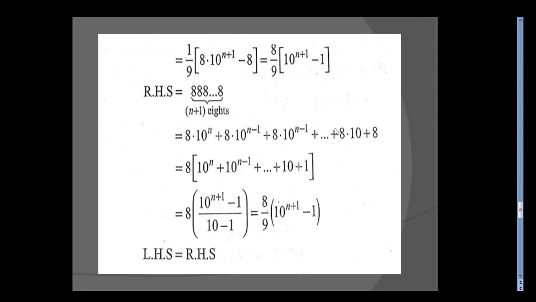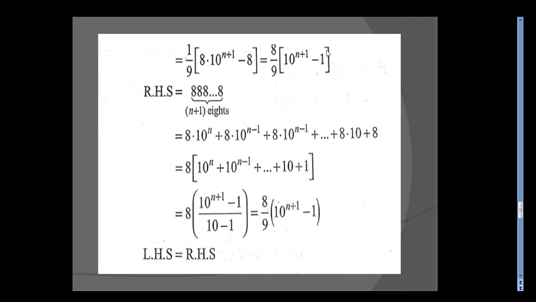Now here we are getting the denominator term as 9. So taking 9 commonly outside, we get 9 into 1 by 9 into 9 into 10 power n plus 1 minus 10 power n plus 1 minus 9. So this is the final result. Now, on doing further simplification, we are getting 8 by 9, 10 power n plus 1 minus 1.